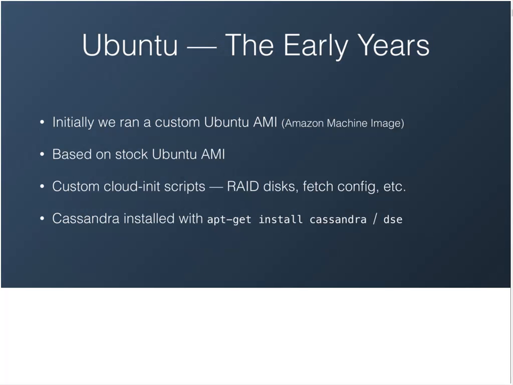Well, going back nearly 2 years ago now, we originally used to run on Ubuntu. We started off on just Amazon Web Services, EC2. Initially, we just ran a custom Ubuntu AMI, based on the stock Ubuntu AMI with a bunch of customizations, cloud-init scripts that raided the disks together and fetched the config from our server and all that sort of stuff. And Cassandra was installed the traditional way, apt-get install Cassandra, or for a DataStax deployment, DSE Cassandra. This has a number of problems, but we stuck with it for a long time.